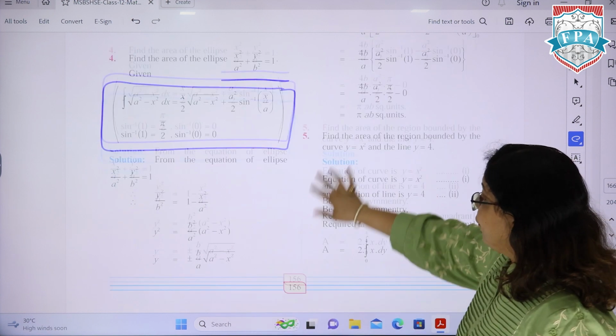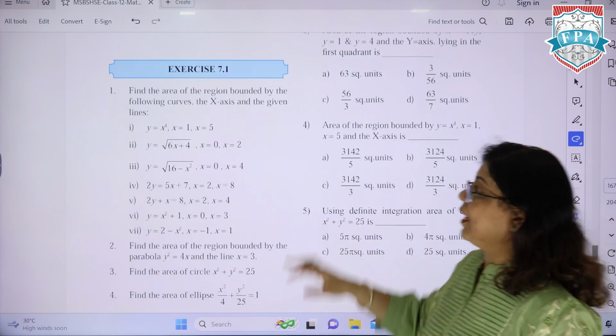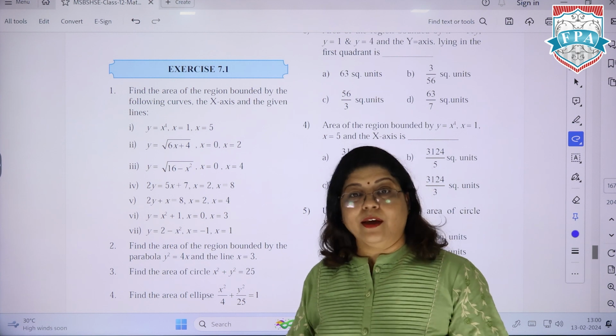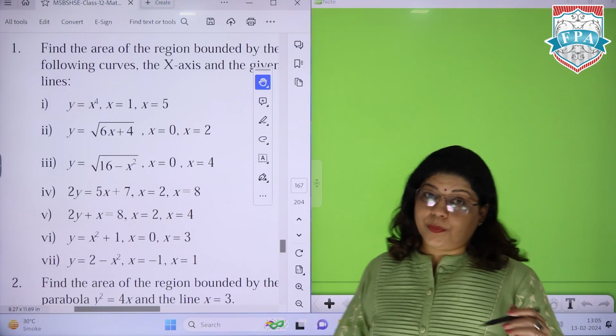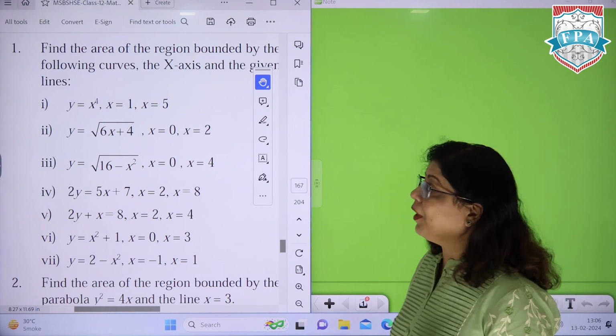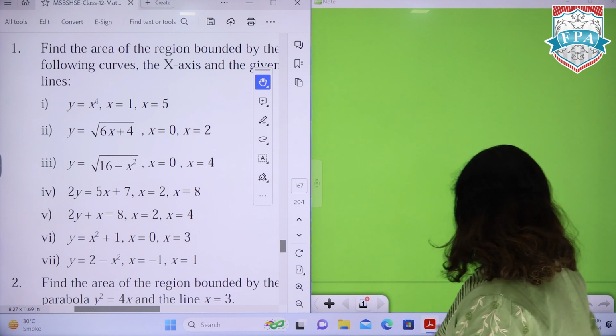Now after all this, we will do some questions from the exercise, and that will help you in understanding the chapter in a better manner. Now let's start some questions from the exercise. Let's take the first one, y is equal to x to the power 4, x is equal to 1 and x is equal to 5. You can see the question over here.